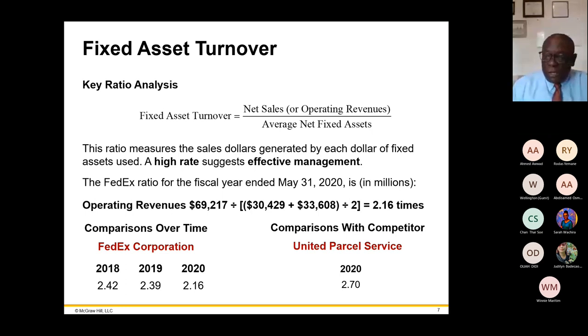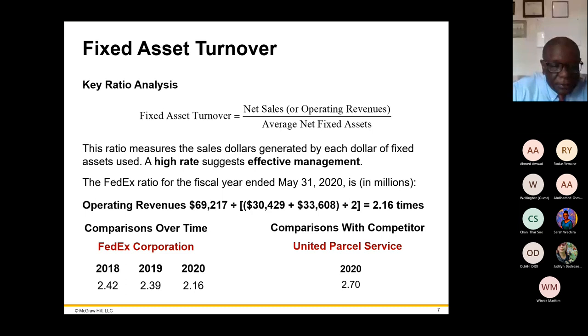0.83. You can see 0.83 is better than 0.5, correct? So management is more efficient in this case because their fixed asset turnover has now increased to 0.83. So management is becoming more efficient and effective in managing their resources.